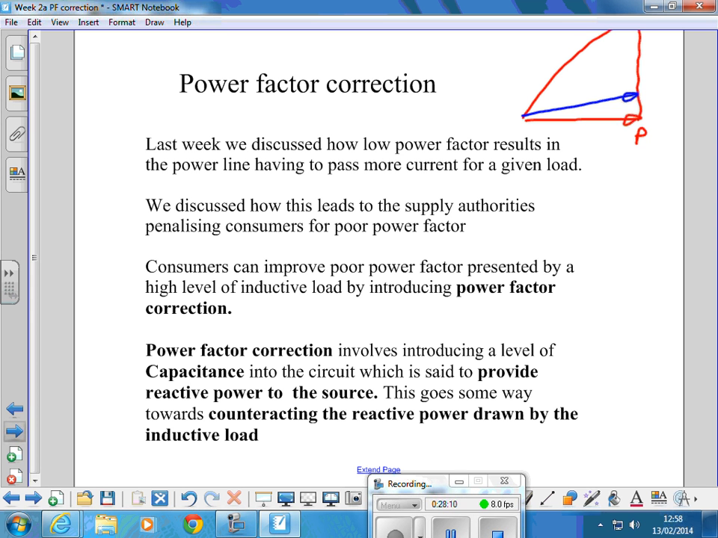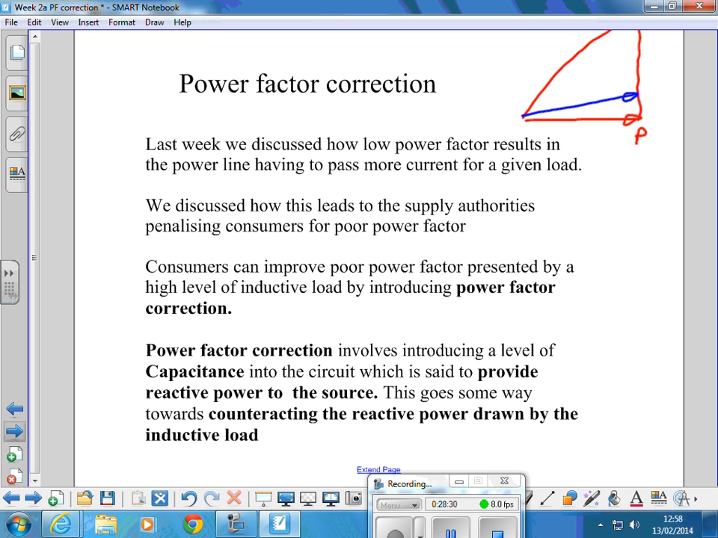One reason is the law of diminishing returns. As you get closer and closer to unity, it's not linear, the amount of capacitance that you need to add to get closer and closer to unity power factor. The other issue about unity power factor is resonance.